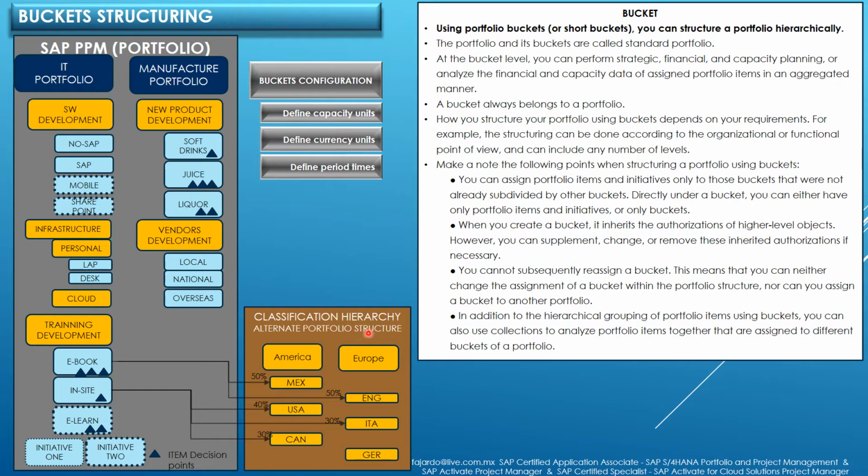This view is called a standard view, but we can have another view. For example, in the figure I am showing you the classification hierarchy. We will explain classification hierarchy in another lesson, but we can have collections and reviews as well, as another way to view the portfolio. At bucket level, you can perform strategic, financial, and capacity planning, or analyze the financial and capacity data of assigned portfolio items in an aggregated manner.